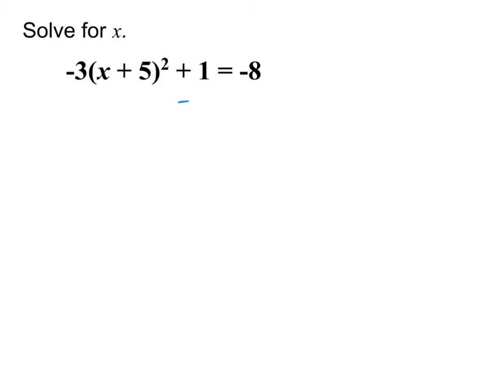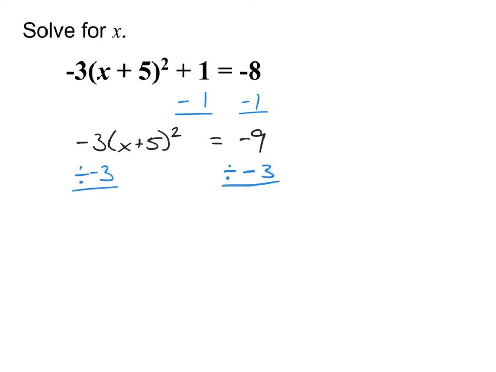The first thing I want to get rid of then is the addition. So I'm going to subtract 1 from both sides. And then I'm going to go ahead and get rid of the -3 by dividing both sides by -3. Because, of course, right now in our equation, it's -3 times the parentheses. That's why I've got to divide there. And so now I have x plus 5 squared equals 3.